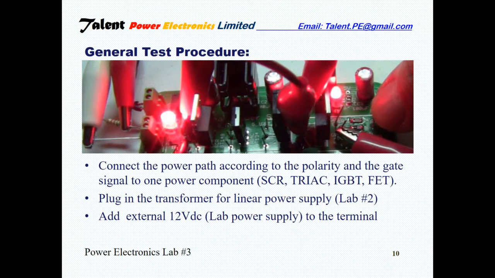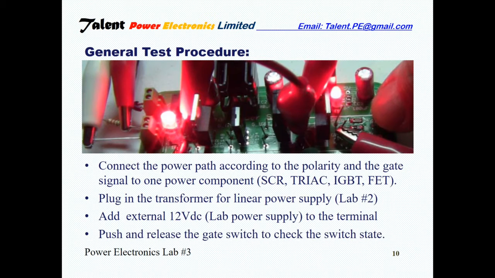From an external DC power supply, add 12 volts to the terminal of the Lab 3 prototype. Then, push down the gate switch and release it. Then check the LED light, which indicates the switching state of the power component currently testing. This following clip shows the testing procedure.